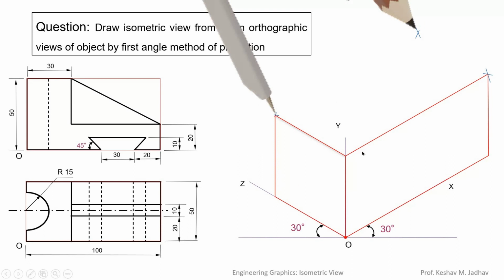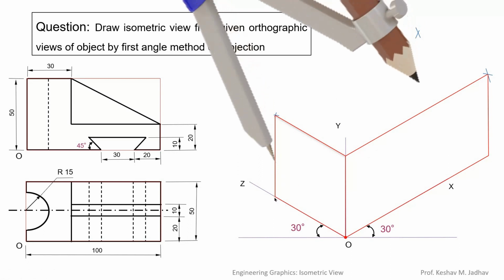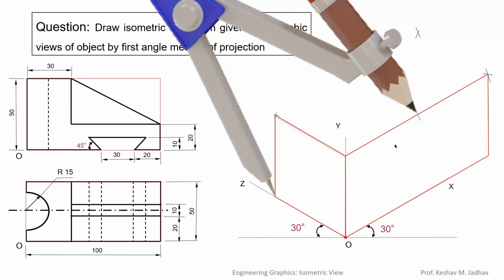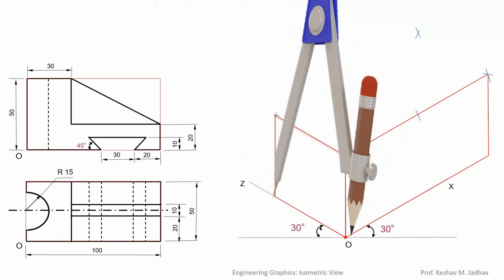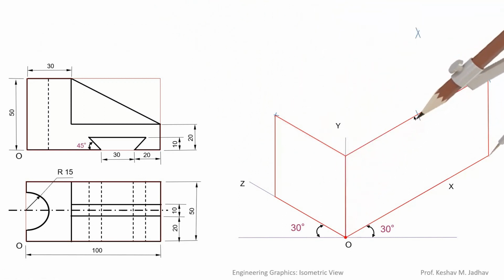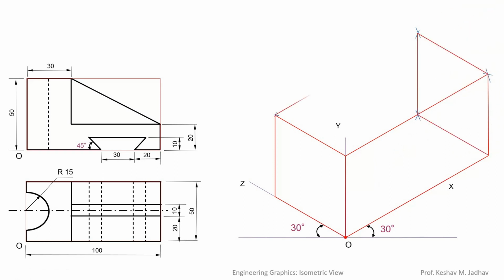Similarly at bottom side also we have to draw a line. So by using same distance in the compass and by taking this as a center, draw an arc. Then by taking this much distance in compass and this as a center, draw intersecting arc like this. Now connect the points by straight line like this. So this is the isometric box for given front view and top view.